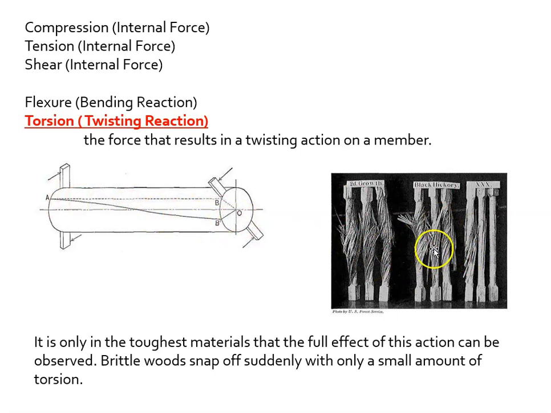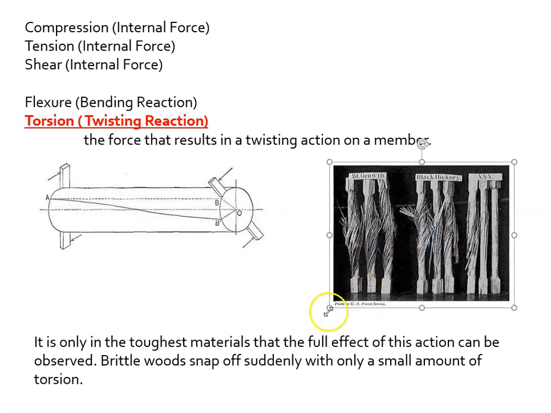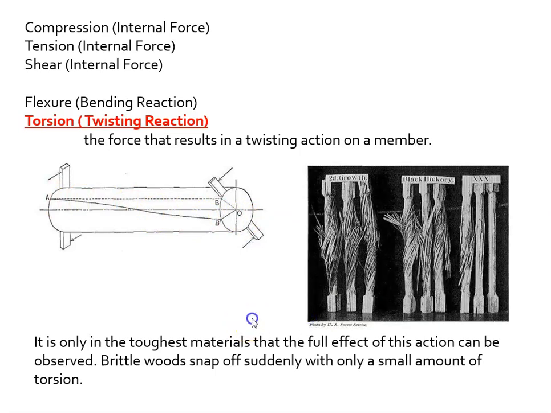And you can see that in these old pictures, which are pretty nice. So this is actually hickory, it says here, black hickory. Hickory is what we make baseball bats out of, so super tough. It's only in the toughest materials that the full effect of this action can be observed. Brittle woods will snap off suddenly with only a small amount of torsion.